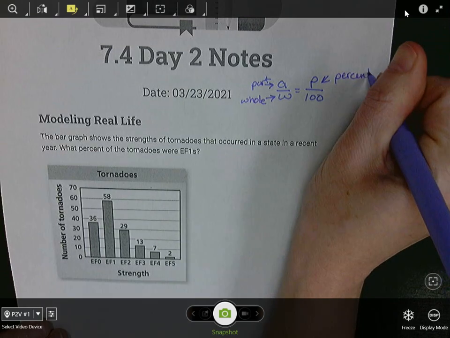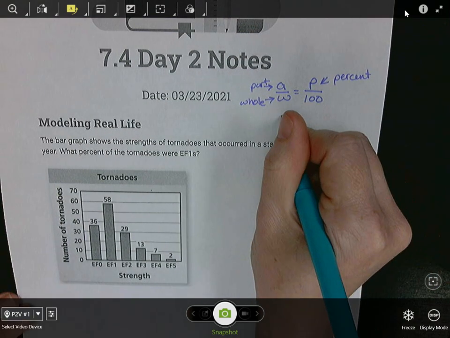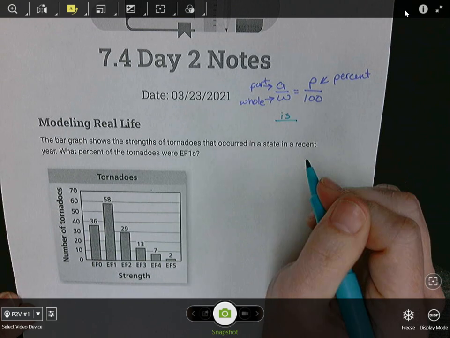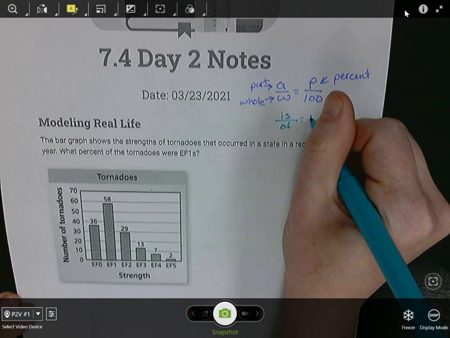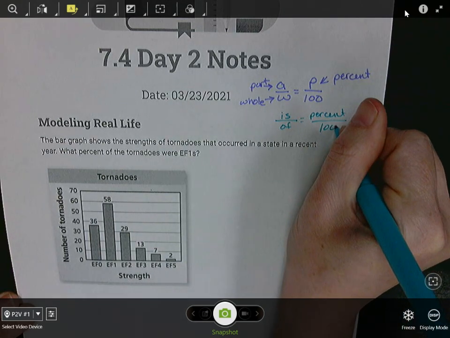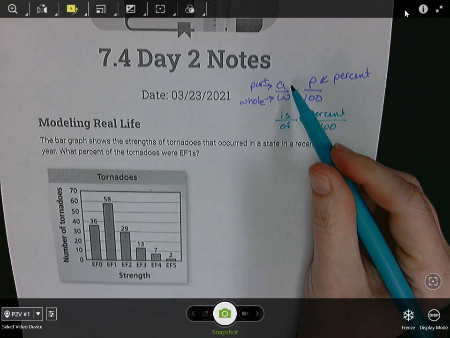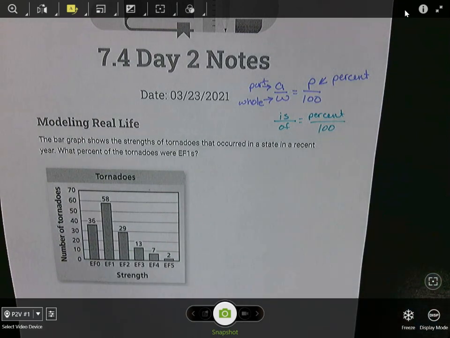With words, how you can look at it, the part is usually the word after "is." The whole is usually after the word "of." And P, that's your percent over 100. So that's another way to look at it if you're having trouble remembering which one's A, W, and P.